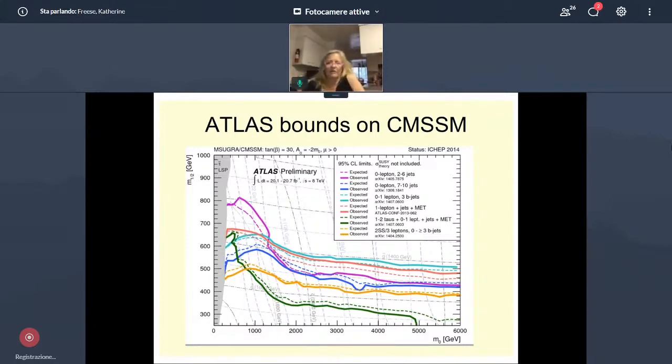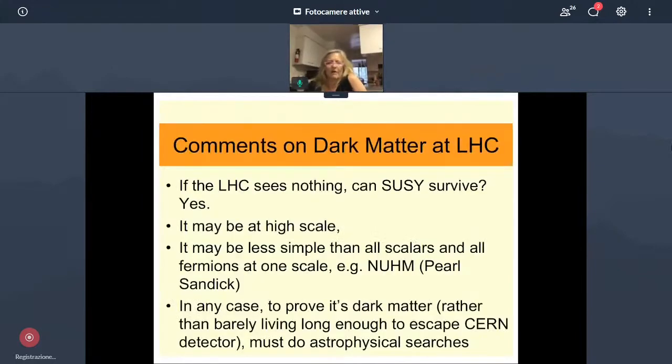However, let me go to the next slide for a few comments. If the LHC sees nothing, can supersymmetry survive? And the answer is yes. There are many possibilities. It might just be at a higher scale, so you have to build another detector. It might be a less simple model than unifying all scalars and fermions at some high scale. There's no reason that you don't have to go to more parameters than those 5 simple ones. I also wanted to say that even if you find supersymmetry at the LHC, you still don't know that it's dark matter, because you have to prove that it really lasted a long time. And so you have to do astrophysical searches, as in the next slide.